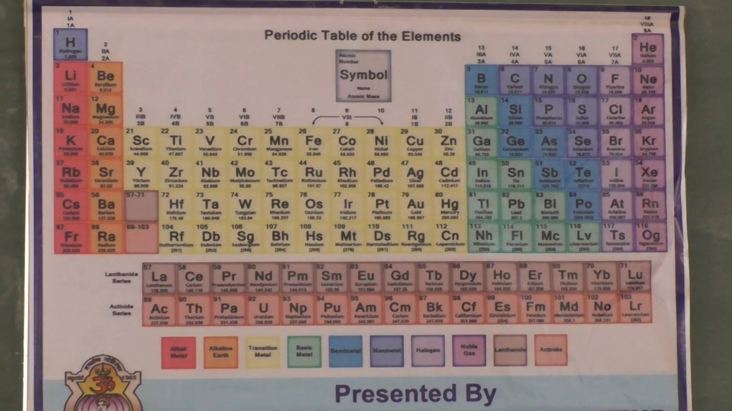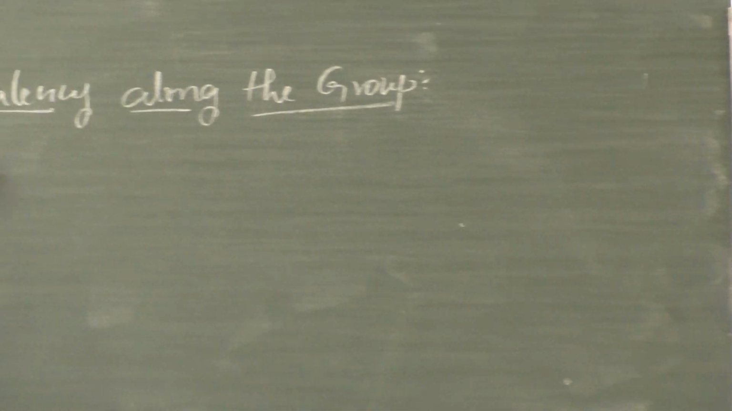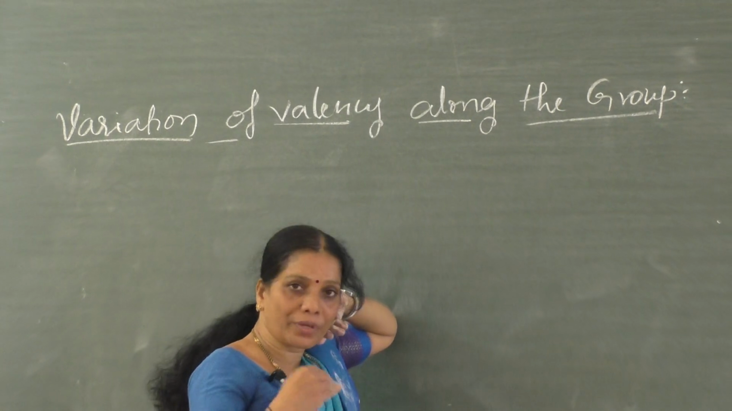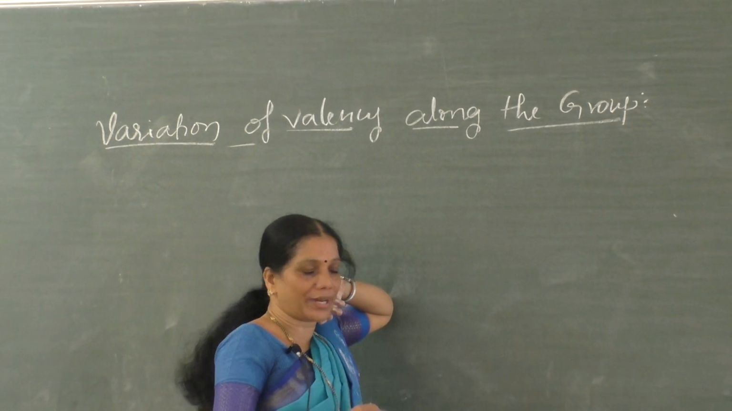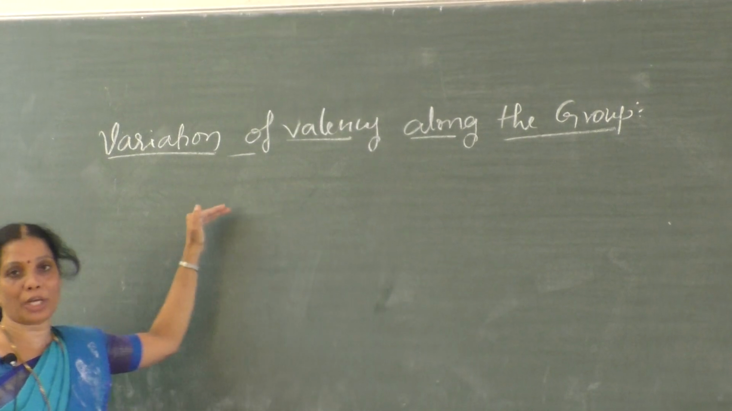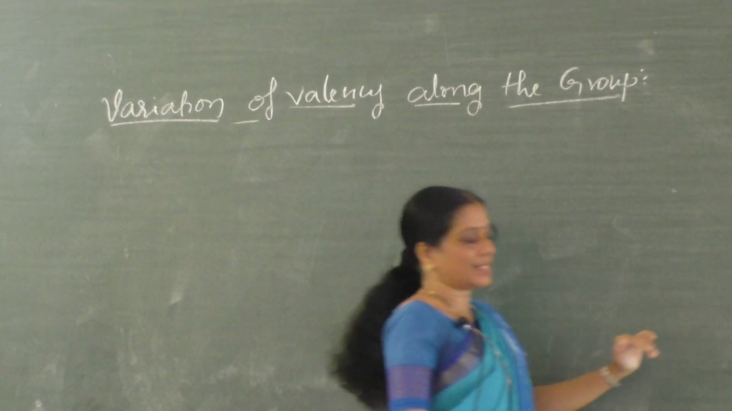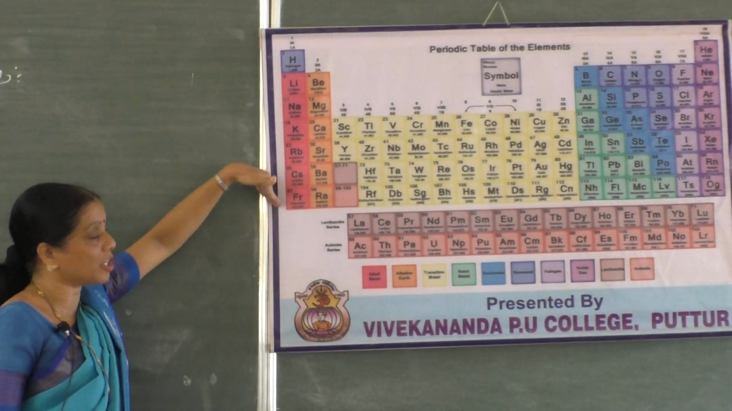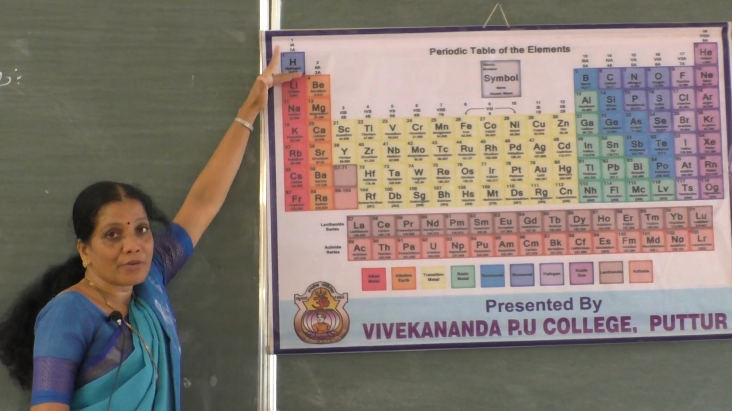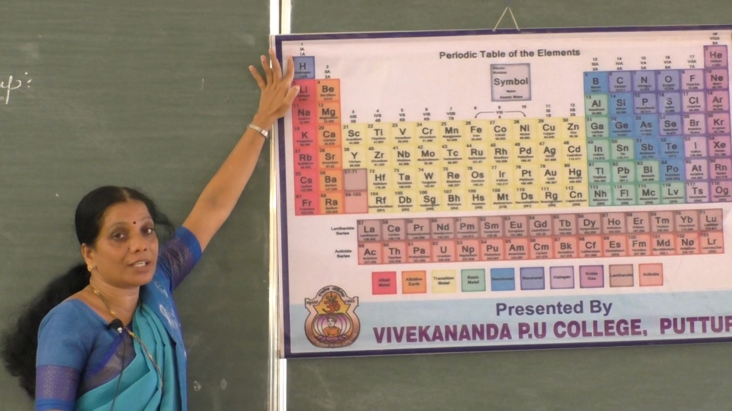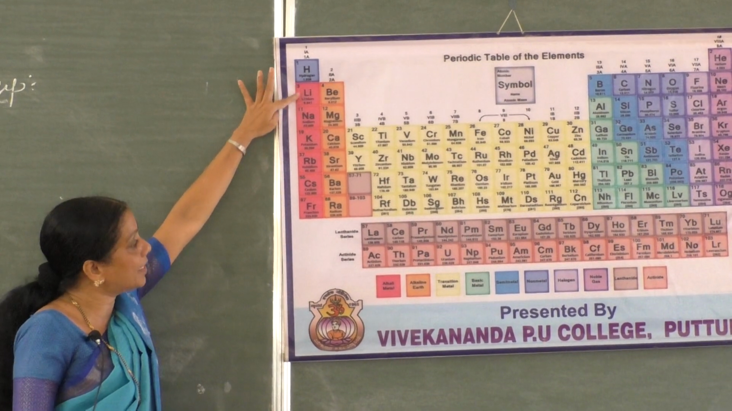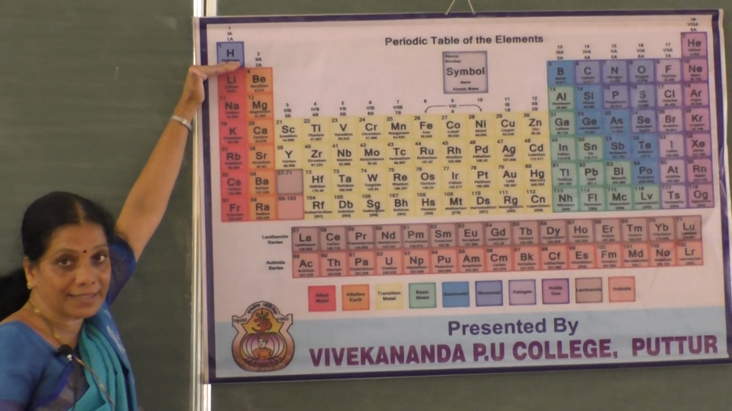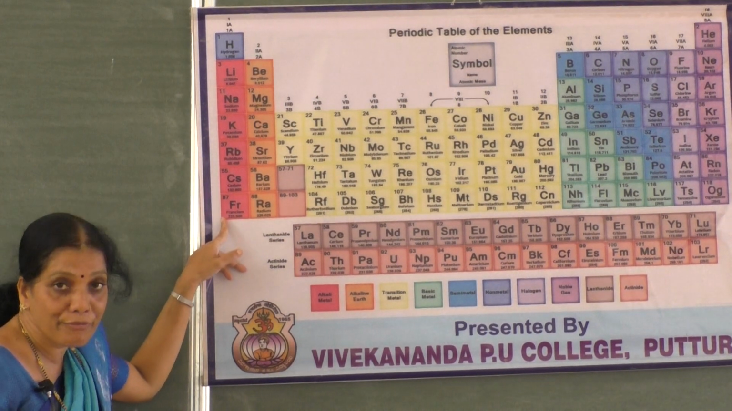Listen here, students. Now let us study the variation of valency along the group. Along the period, we have just studied how it varies from left to right. Now how does it vary along the group? Along the group means as we move from top to bottom. If I consider the first group elements, not including hydrogen, the first group starts from lithium and ends with the element francium.